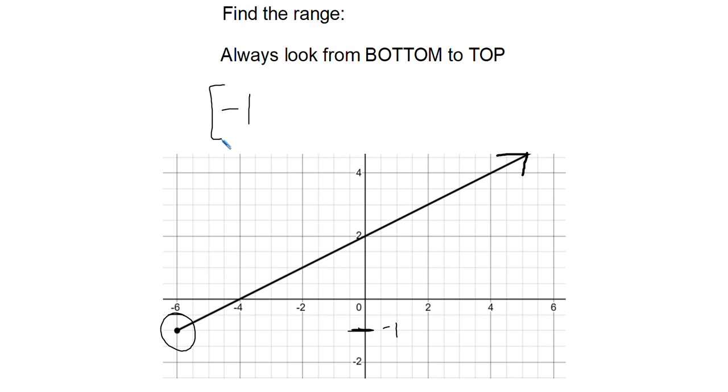Then we go all the way along this line here, and there are no breaks in it. And so we just see that the arrow at the end tells us we're pointing up forever, so we'll go towards infinity. And infinity will always have a parenthesis for us.